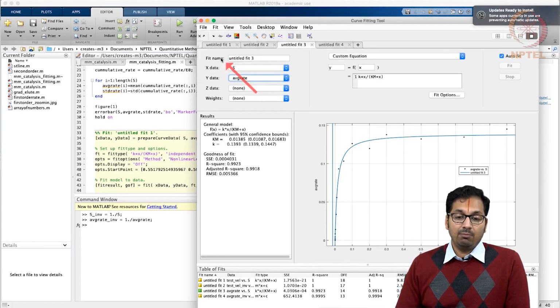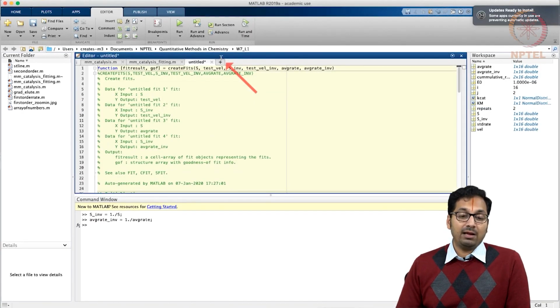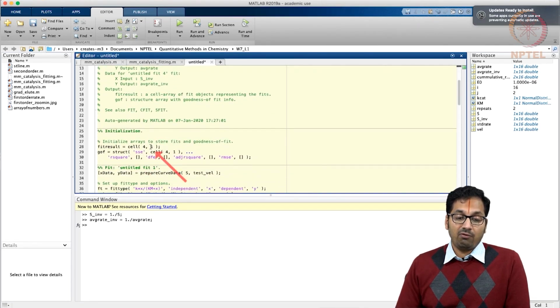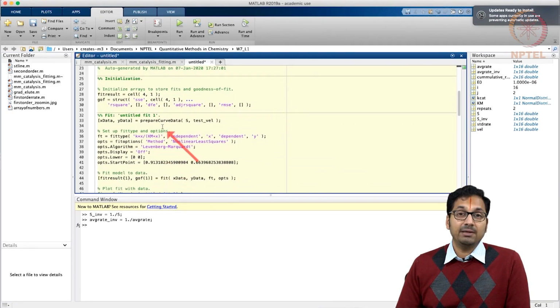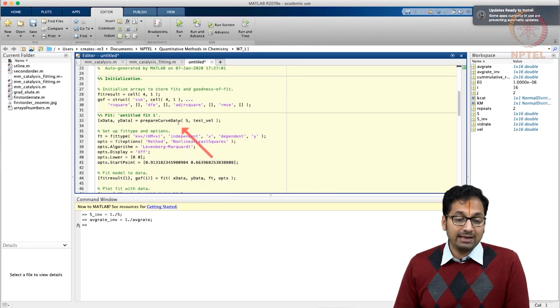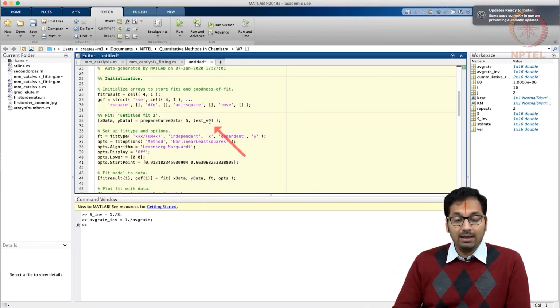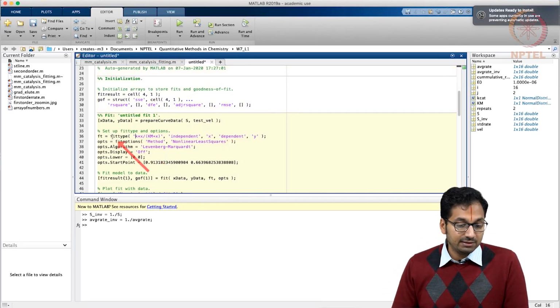code. The moment you click this, what MATLAB does nicely for you is generate the code of how this fit has been performed with the different variables that you provided. If you remember, what did we do? We took x data as the substrate concentration and y data as the test underscore velocity, which we simulated, and we fitted this equation with the fit type of k star x divided by km plus x, where the independent variable is x and the dependent variable is y.